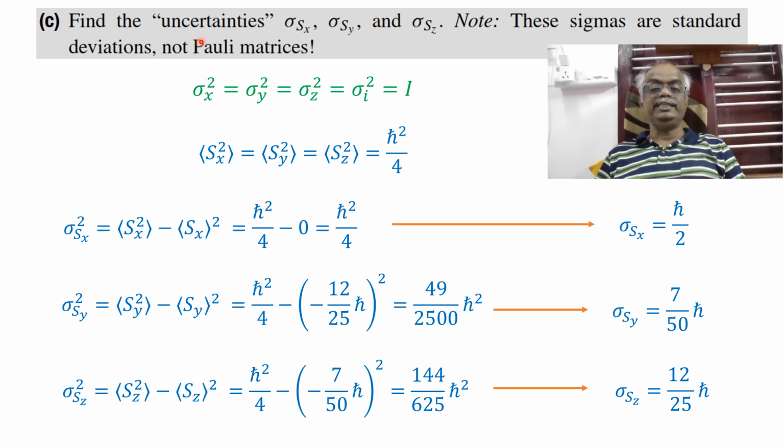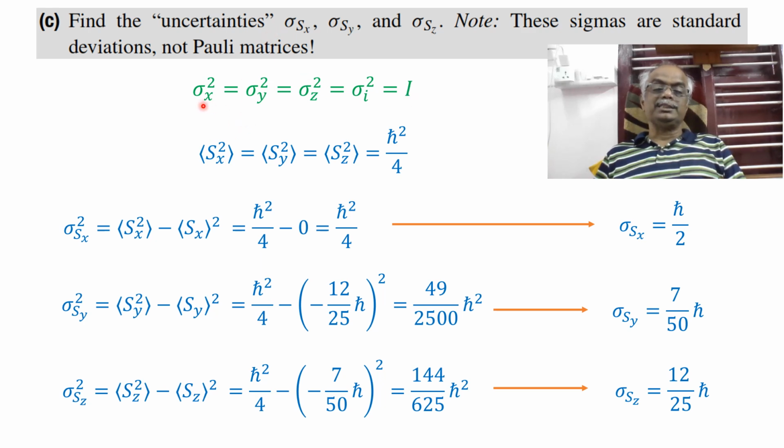Part (c) is to find the uncertainties sigma Sx, sigma Sy, and sigma Sz. Note these sigmas are standard deviations, not Pauli matrices. The Pauli matrices are sigma x, sigma y, and sigma z. This is the standard deviation. Remember that. We know that sigma x squared is equal to sigma y squared, equal to sigma z squared, equal to the unit matrix. We have seen this in the earlier problem.